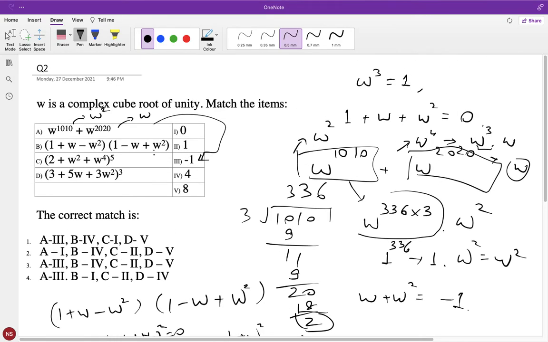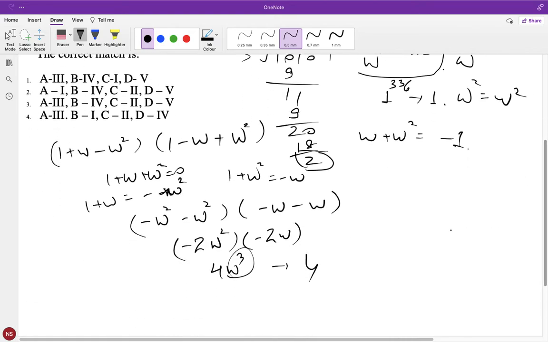So this is 4. Let us look at the third one. 2 plus omega square plus omega 4.